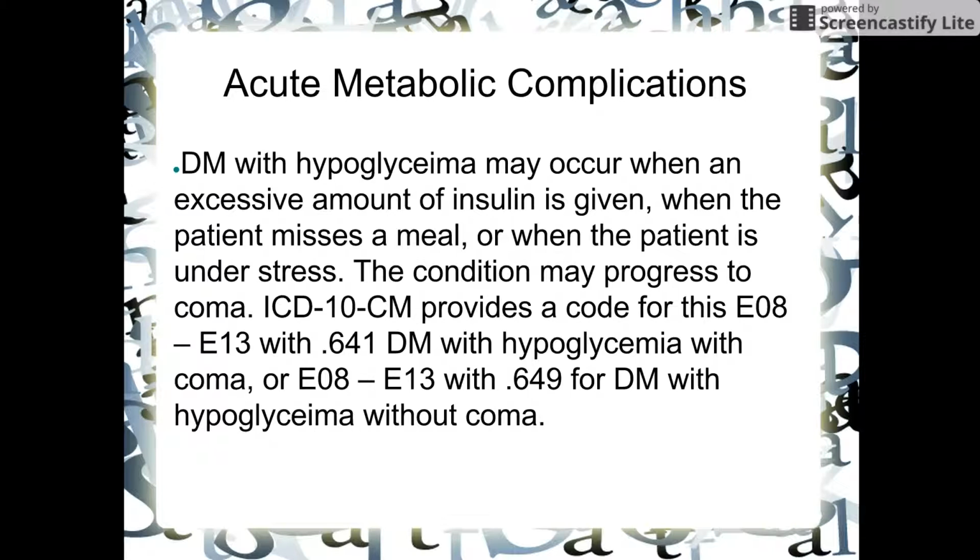Diabetes with hypoglycemia may occur when an excessive amount of insulin is given, when a patient misses a meal, or they're under stress. This could progress to a coma. ICD-10 provides codes for this. E08 through E13 with .641 is with coma, and E08 through E13 with .649 is without coma.